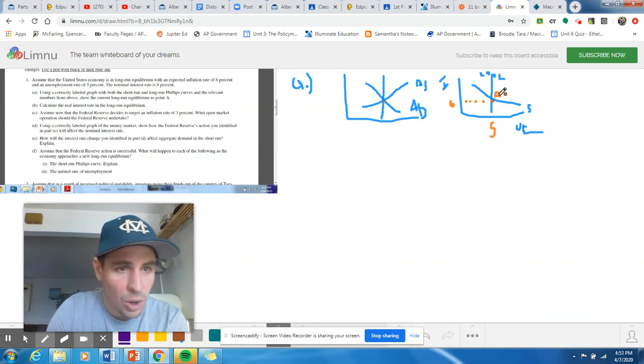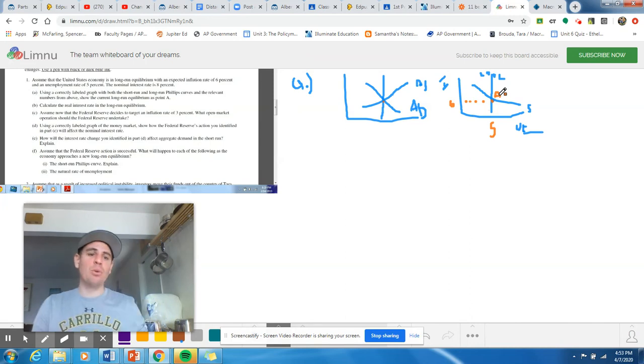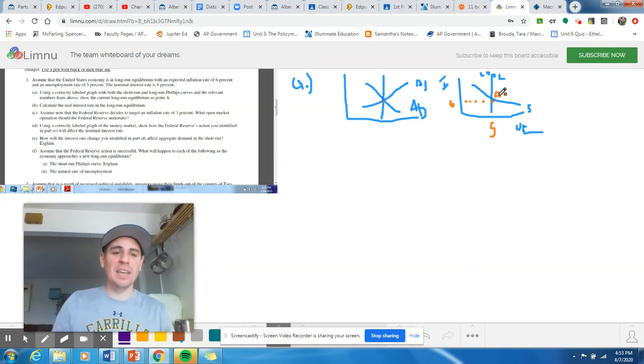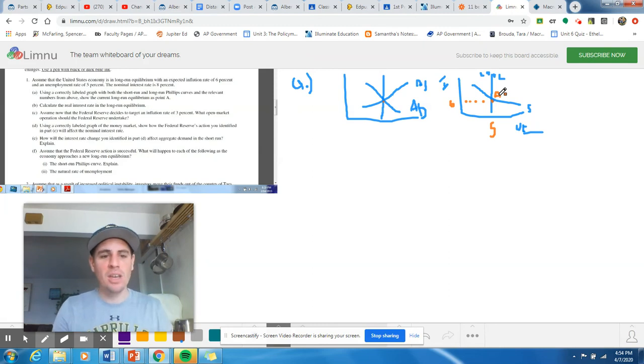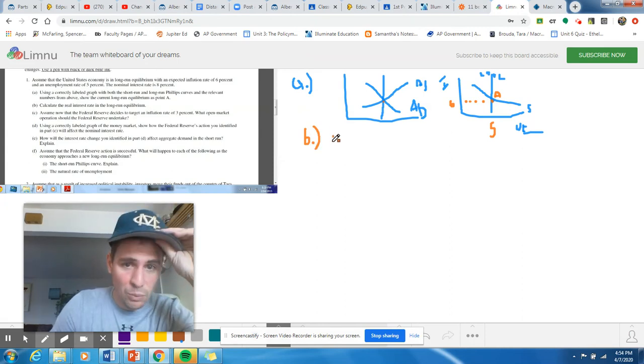I got to label it A, part A. Boom. Okay. When they have you label point A, it's because you're going to label a point B on the same graph. Some of you guys are drawing a separate graph. Draw it on the same graph. Do yourself a little bit of a favor. Simplify things. Calculate the real interest rate. So that's going to give me point B, assuming I labeled everything right. I did.